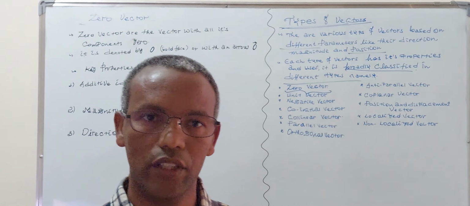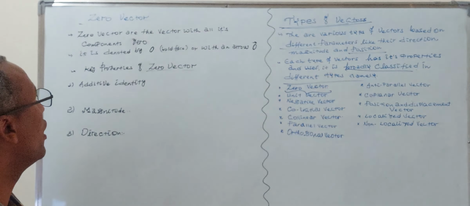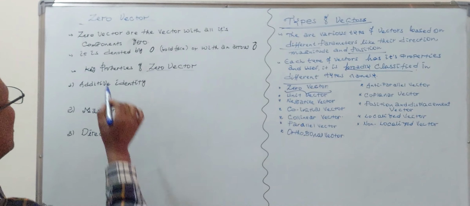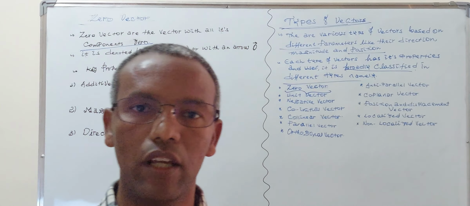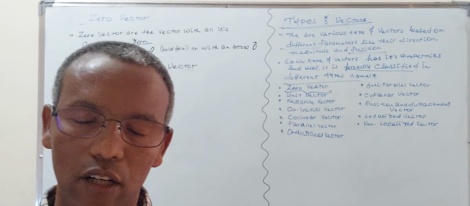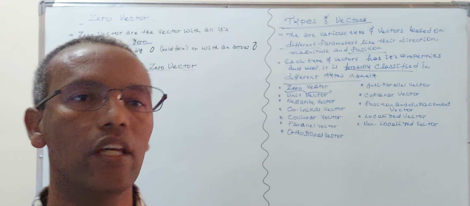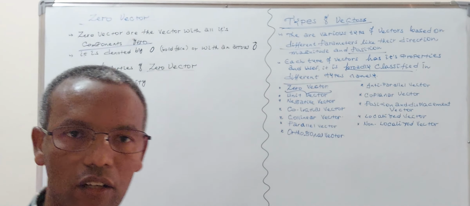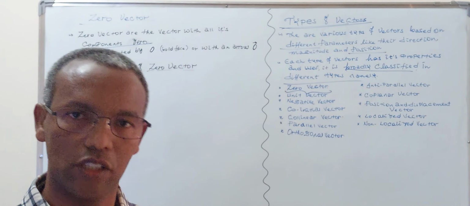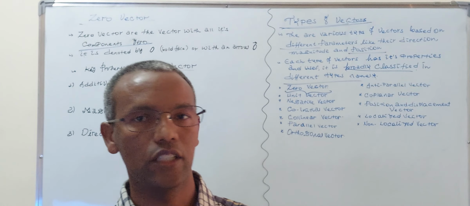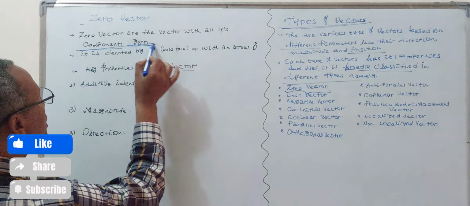What does a zero vector mean, and how can we explain it? A zero vector is a vector with all its components equal to zero. Let's say we have an x component and a y component, or x, y, z components. If all of these components have zero magnitude, it is a zero vector. Just to repeat: a zero vector means a vector with all its components equal to zero.